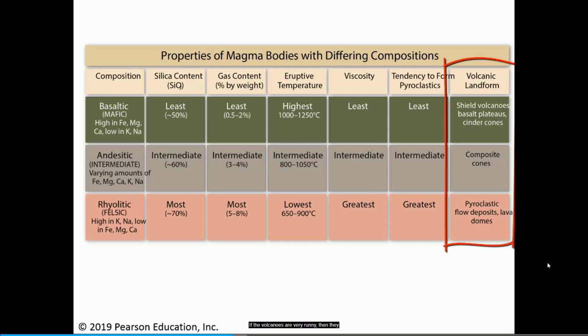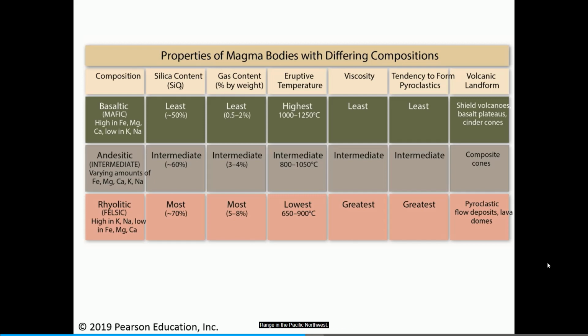If the volcanoes are very runny, then they ooze out over the landscape and make these big, broad, shield-like platforms, shield volcanoes, as well as basaltic plateaus. And if it's a felsic lava, then you end up getting these explosive eruptions that have a lot of pyroclastic material, and they tend to form these pyroclastic flow deposits. In between are these andesitic composition volcanoes, which end up giving us composite cones, such as the Cascade Range in the Pacific Northwest.